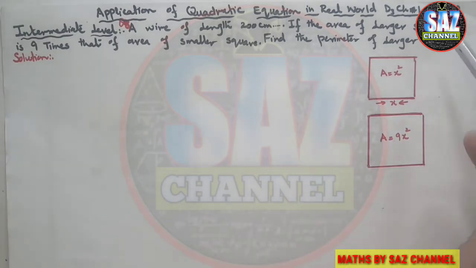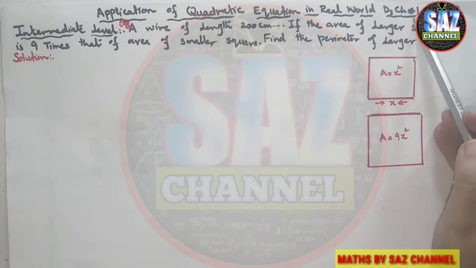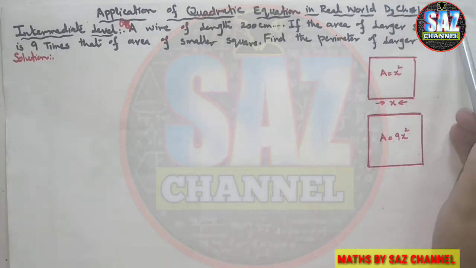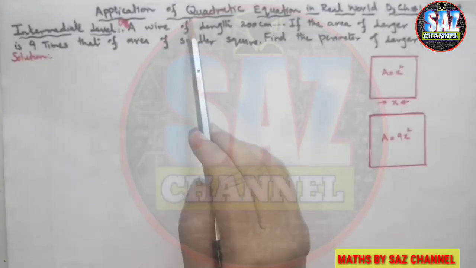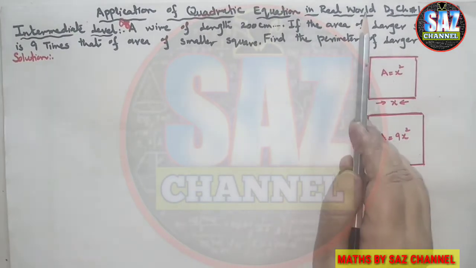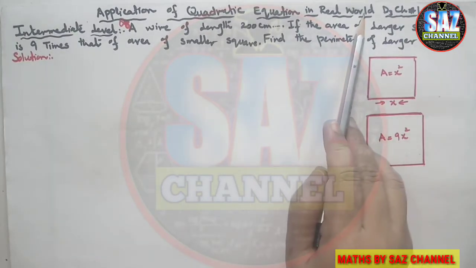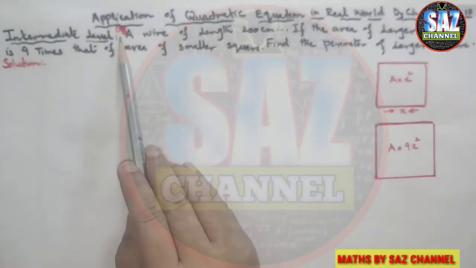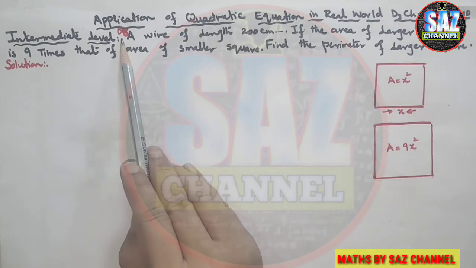This is my fourth lesson of D3 chapter number 1 exercise 1D, that is about application of quadratic equation in real world. In this lesson I will solve question number 8. Let's read the question first.